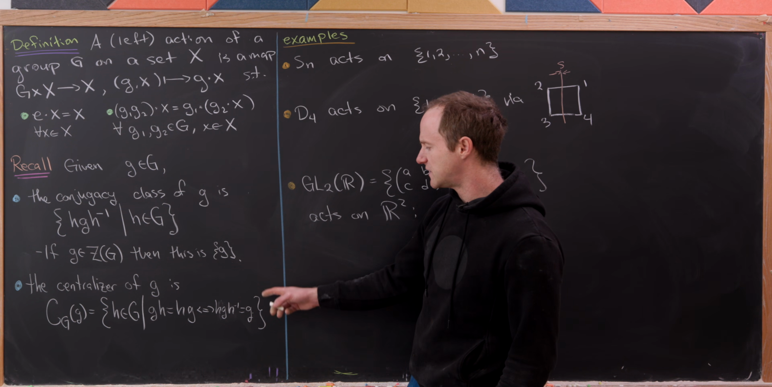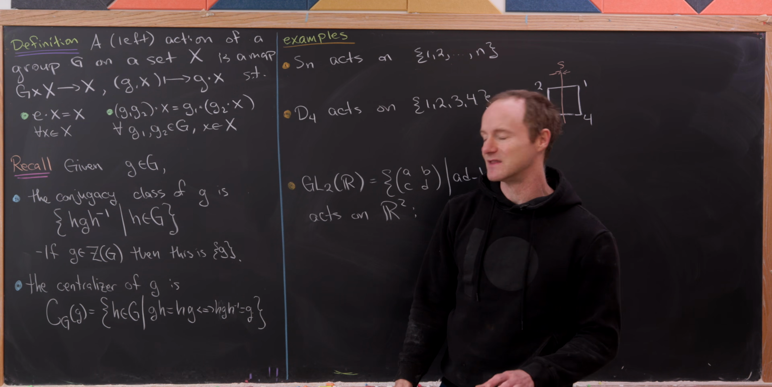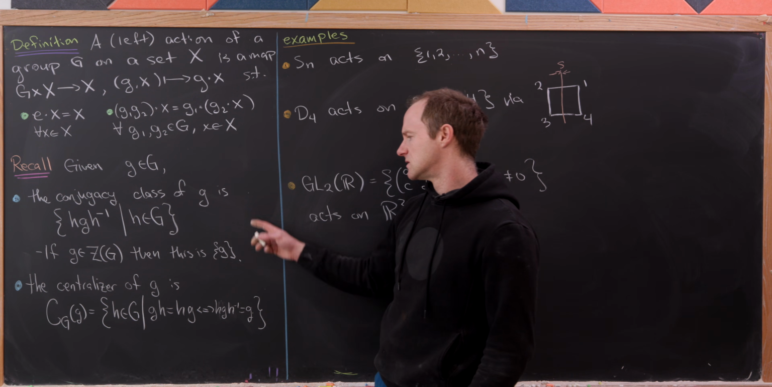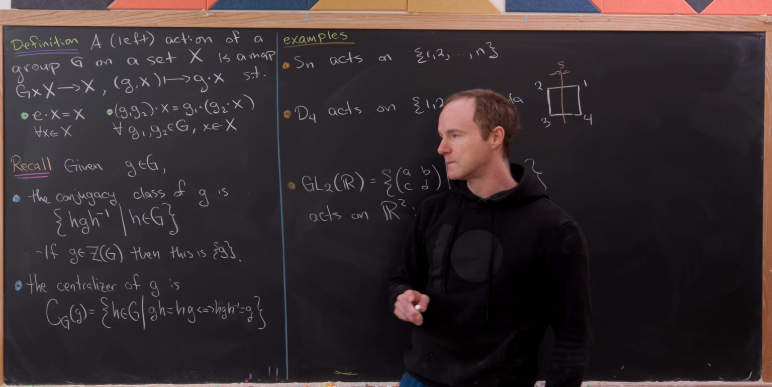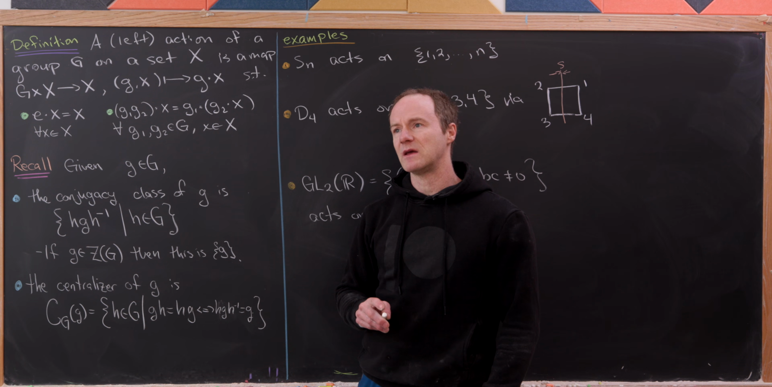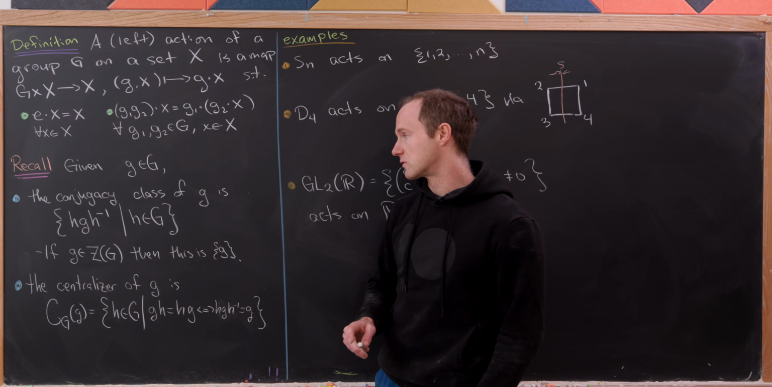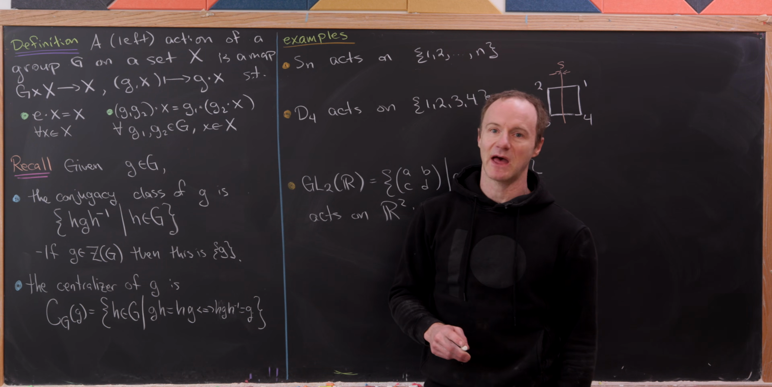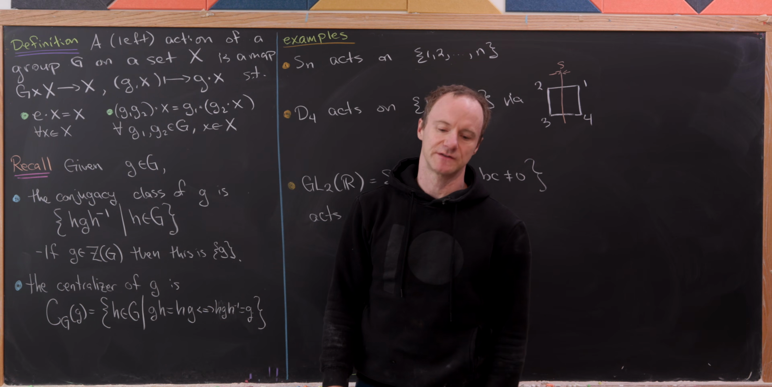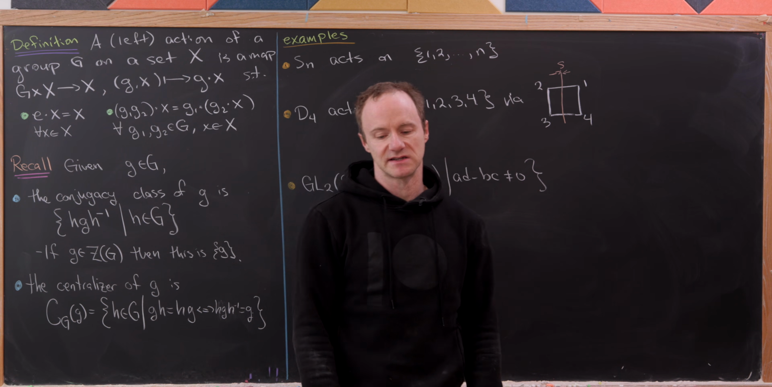So these two things look similar, but they're not the same at all. If these look a little too similar for your liking, I would maybe pause the video, take your favorite small non-abelian group, and calculate the conjugacy class of some elements and the centralizer of some elements to notice they are not the same.